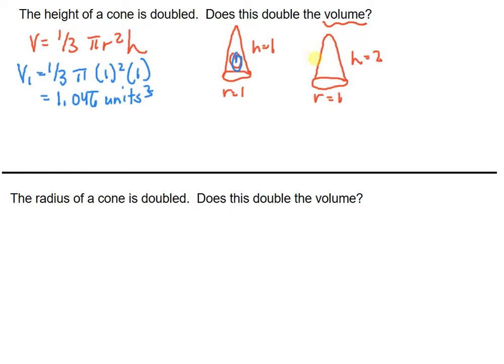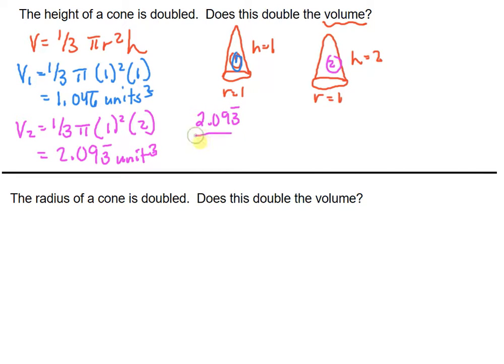Let's use purple. Okay, so the volume of the second one, 1/3 pi. The radius is still 1 squared, and then this time the height is 2. Okay, 1/3 pi r squared 2. So we're basically doing 2 times 3.14 divided by 3. I get 2.093 continuous units cubed.